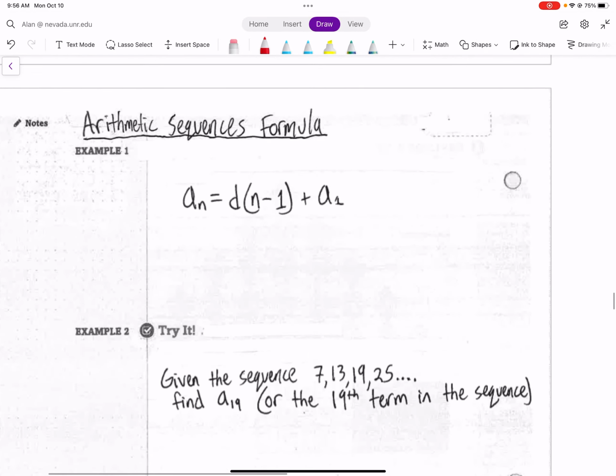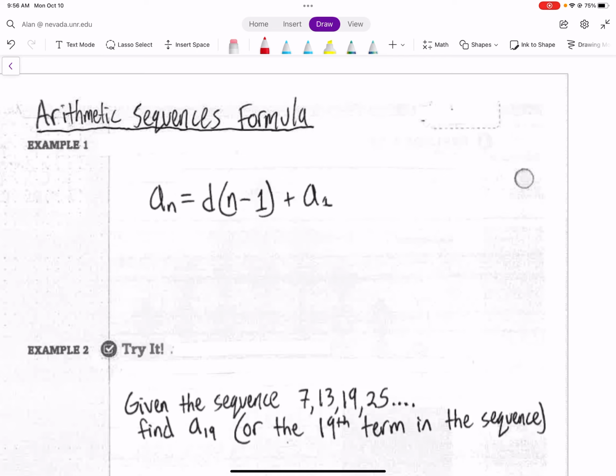Arithmetic sequences formula. So this is a new formula for us. Let's talk about how we would say this. This says a sub n equals d times n minus 1 plus a subscript 1. Remember, we've talked about subscript before. When we have, for example, a subscript 1, that's just labeling that a. It has nothing to do with adding, subtracting, multiplying, or dividing.